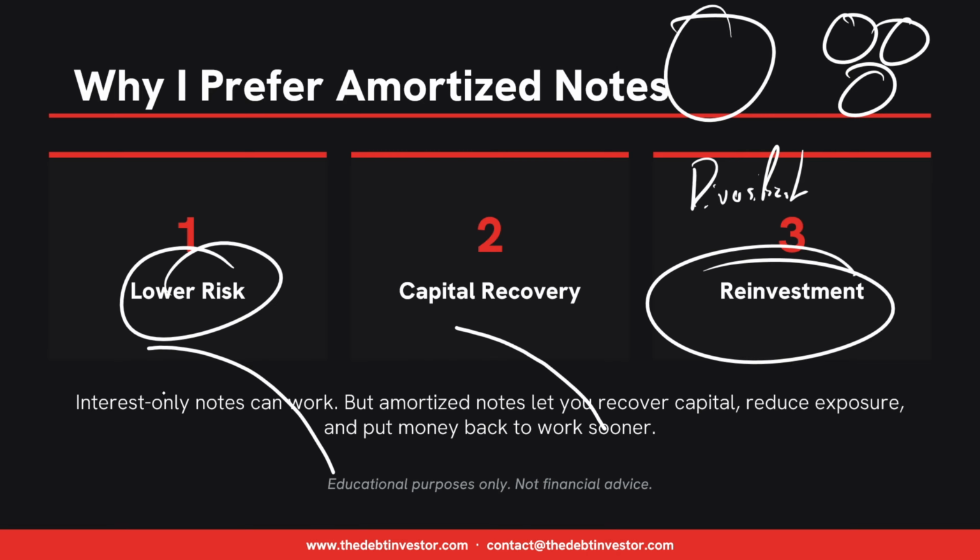Okay? And so don't get me wrong, interest-only notes, they can and they will work, but amortized notes, they let you recover capital, reduce exposure, and put your money back to work sooner.